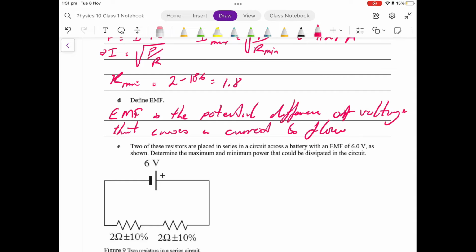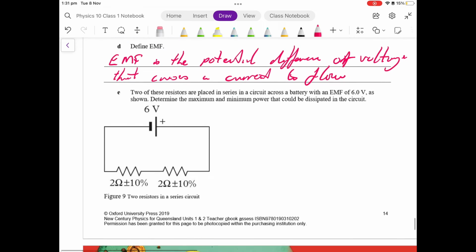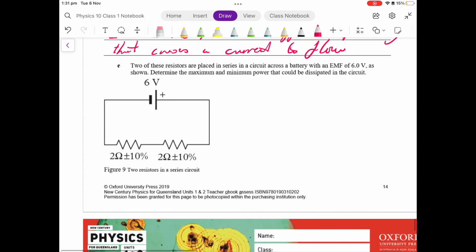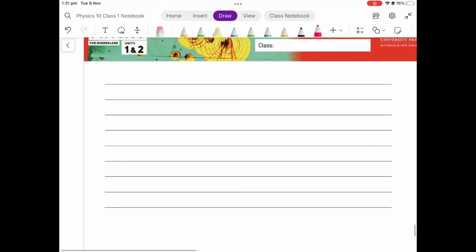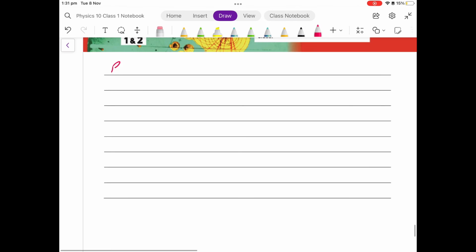So in part E, we're going to analyse this circuit. Right, we're going to consider 2 resistors. These resistors, there's a low end resistance and a high end resistance. We'll see which one has the most power. So our power formula, P equals V squared on R. Right, that's the most useful one because we have V, we have R. Our maximum power will be for our minimum resistance, for our 10% low.